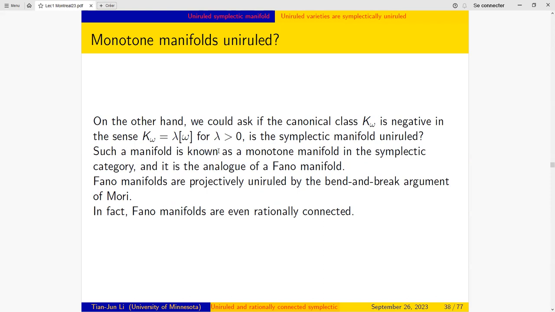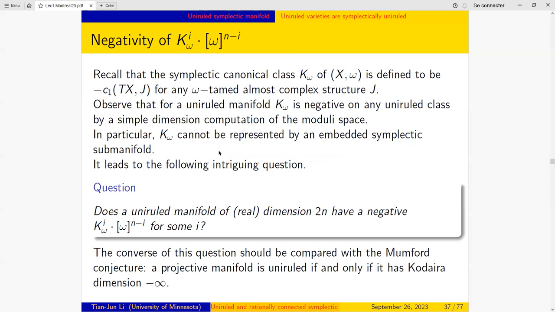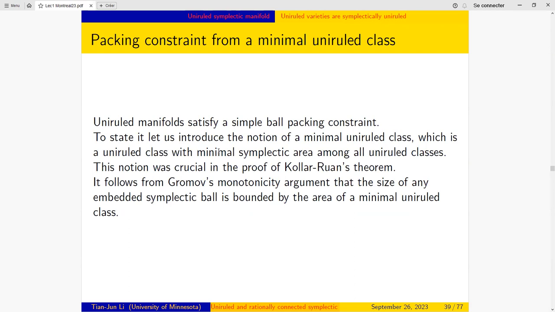We can ask whether monotone manifolds are uniruled or not uniruled. We don't know that. So this is some question, easy to ask.